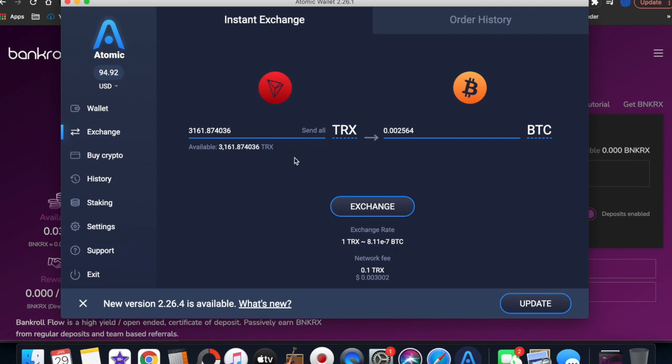So we got the TRX right here. We're about to exchange all for Bitcoin. And once you have it in Bitcoin, like I said, you can put it in any other altcoin. You know, you can cash it out back into money. You can do whatever you want once it's Bitcoin. So it's gonna take some time to exchange from TRX to Bitcoin.